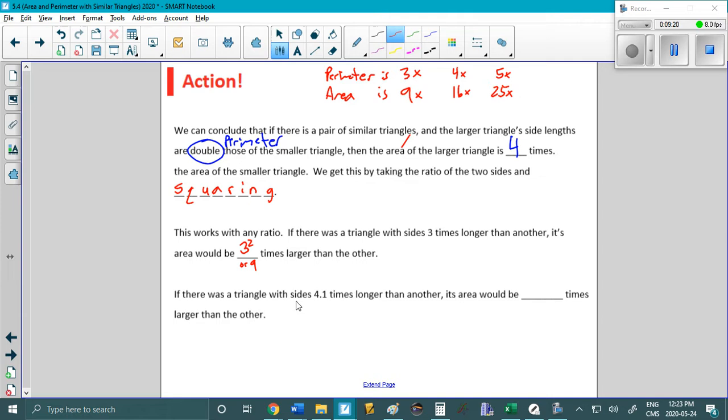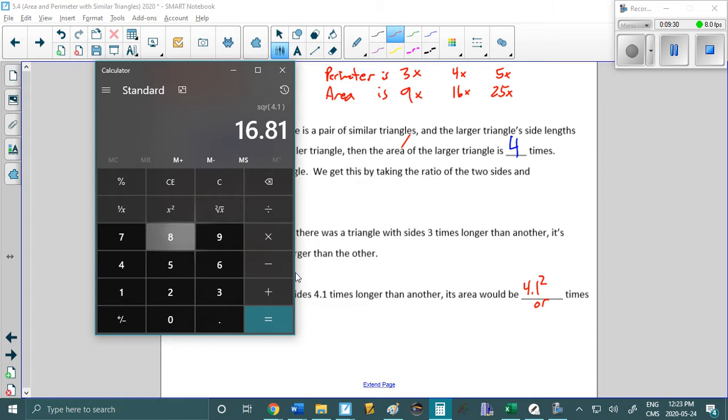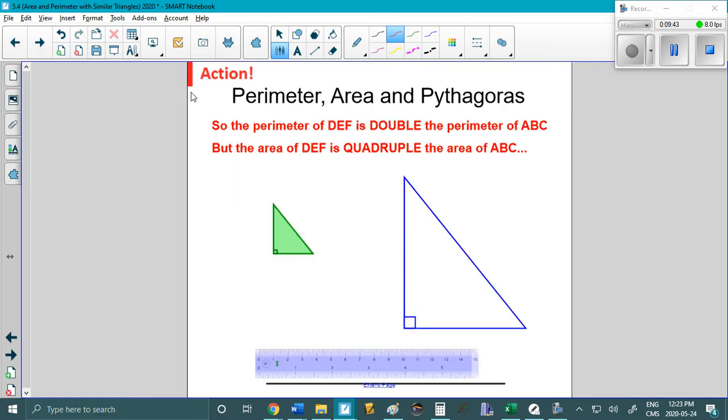If there was a triangle with sides 4.1 times longer, its area would be 4.1 squared, or 4.1 times 4.1, which is 16.81 times larger. This is like most of today's lesson. Let me show you how this works.